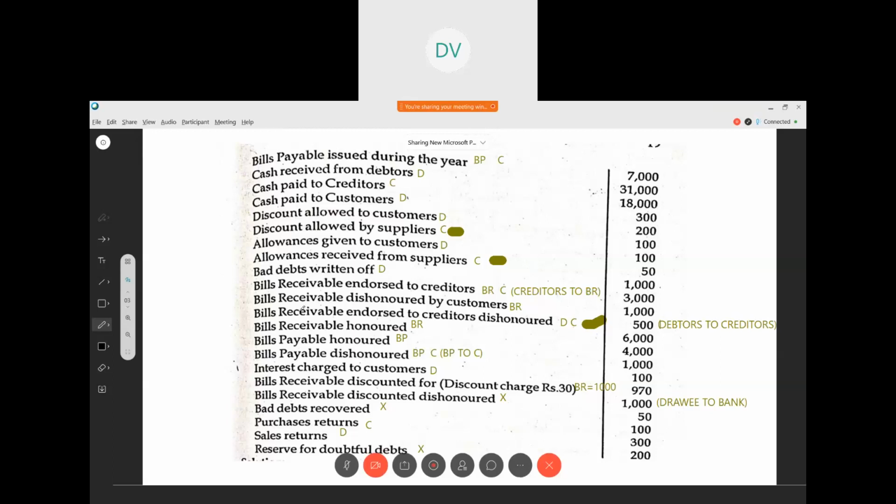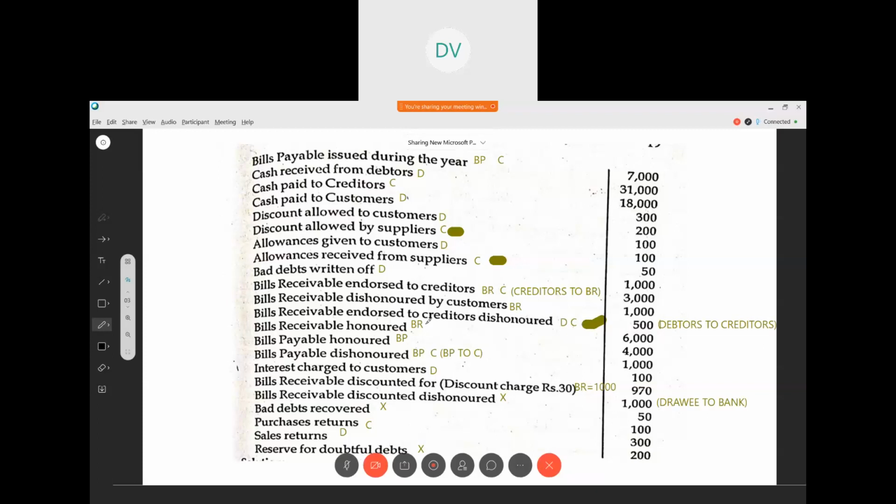The next one, bills receivable dishonored by the customer. So bills receivable account. Then bills receivable endorsed to the creditors dishonored. So here what happens? We have endorsed the bill to the creditor, right? So it gets dishonored. That means on the due date, payment is not being made. So in such a case, if we have issued the bill to someone else and it gets dishonored, we have to pass the entry like who has to pay whom? Now our debtor has to pay our creditor, because he did not pay on the due date. So it will appear in both debtors account and creditors account.